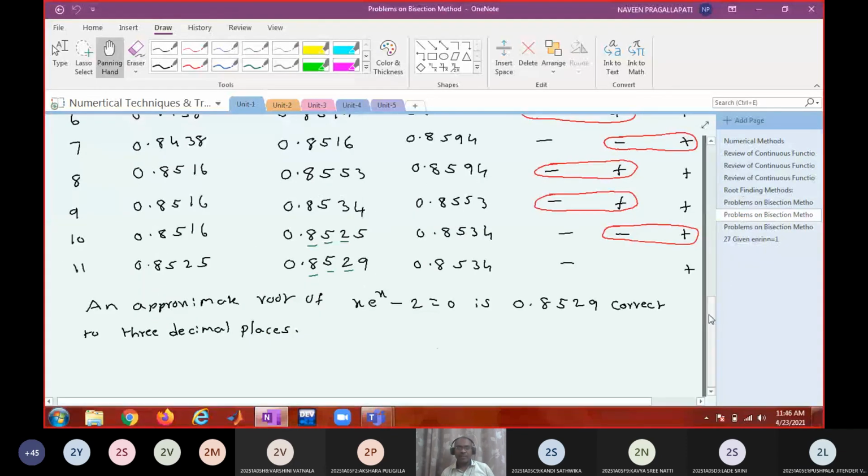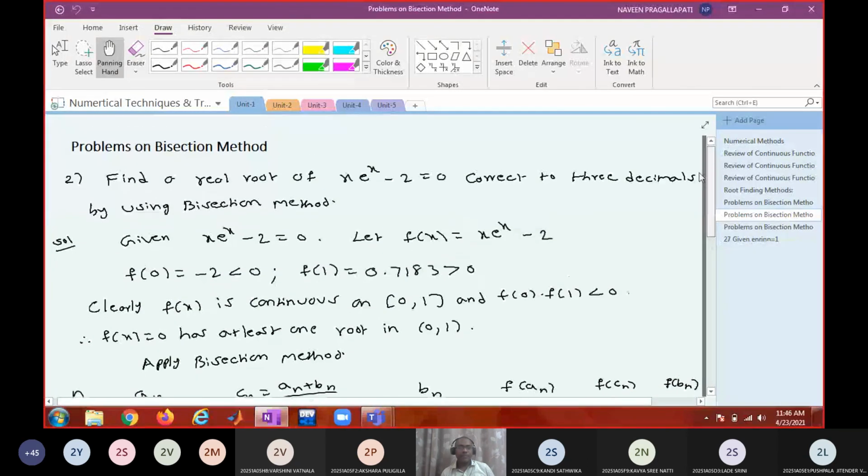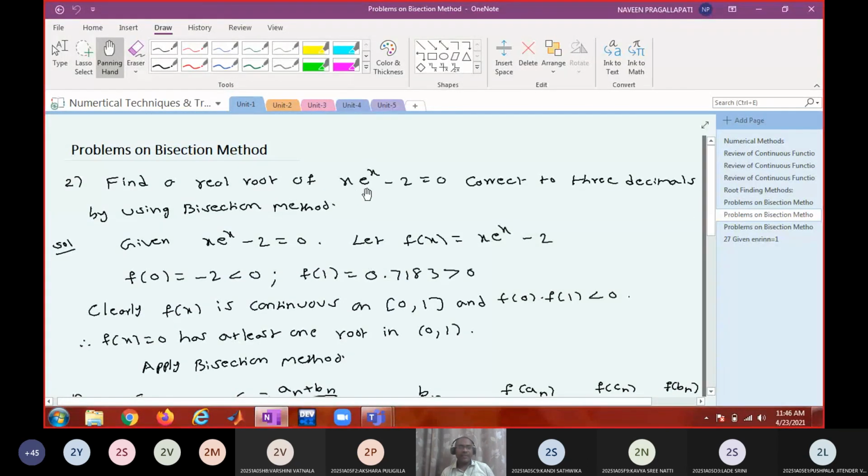Next homework problem is this one. x into e power x minus 2 equal to 0, corrected to 3 decimals using bisection method. Is that fine?